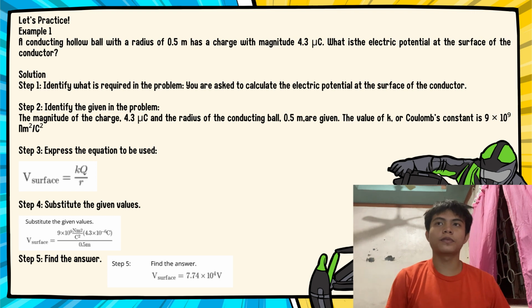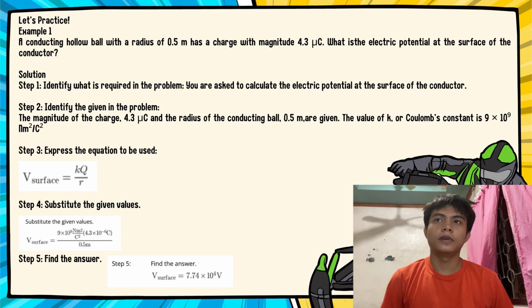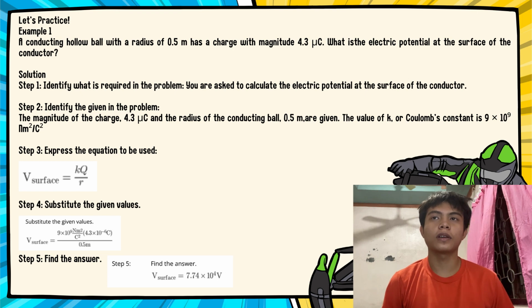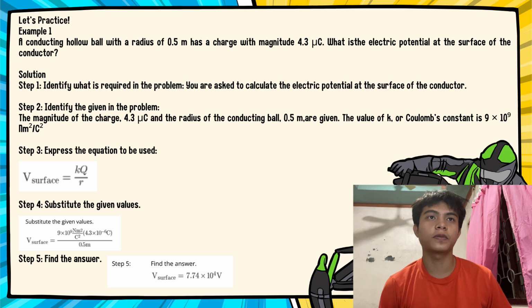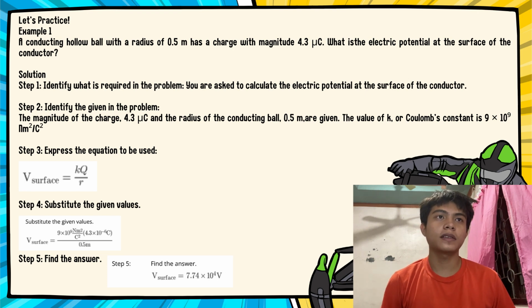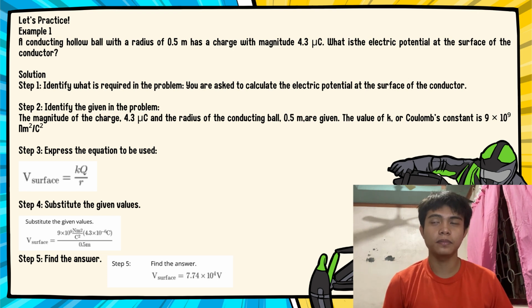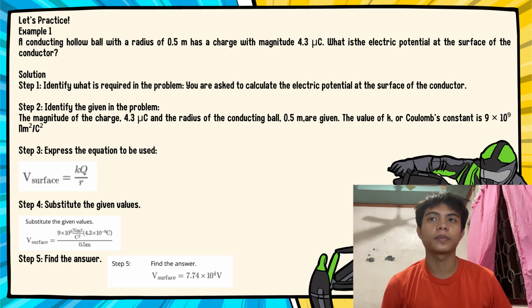Now let's move on to let's practice. We have example number 1. A conducting hollow ball with a radius of 0.5 meter has a charge with magnitude 4.3 microcoulombs. What is the electric potential at the surface of the conductor? The solution: Step 1, identify what is required in the problem. You're asked to calculate the electric potential at the surface of the conductor. Step 2 would be identify the given in the problem. The magnitude of the charge, 4.3 microcoulombs, and the radius of the conducting ball, 0.5 meters, are given.